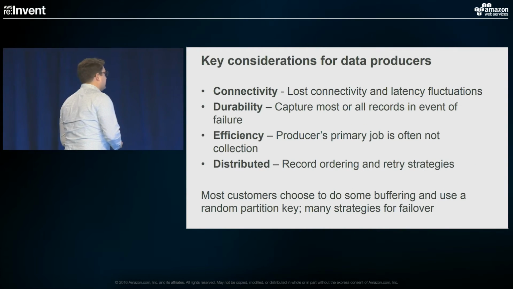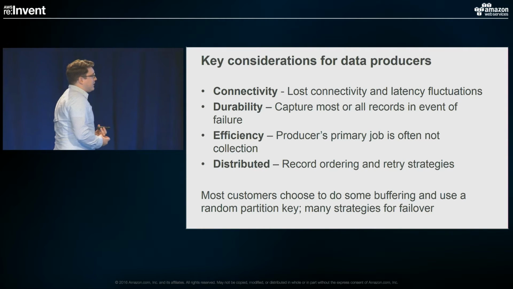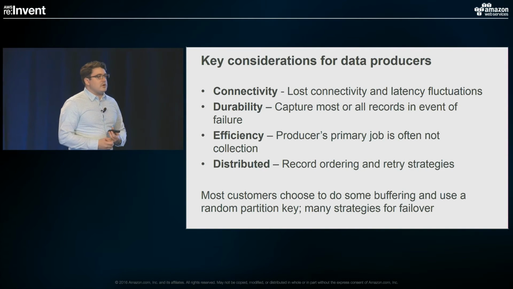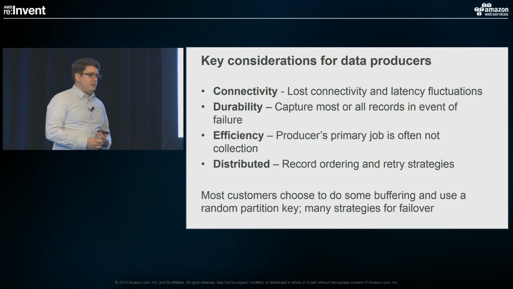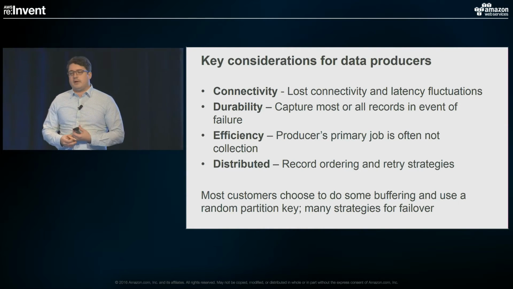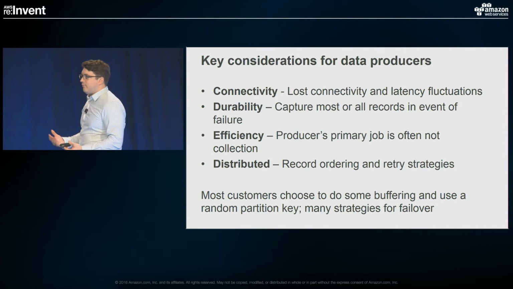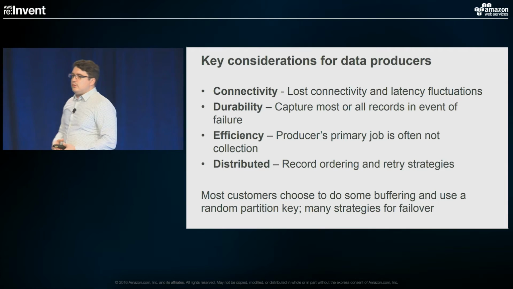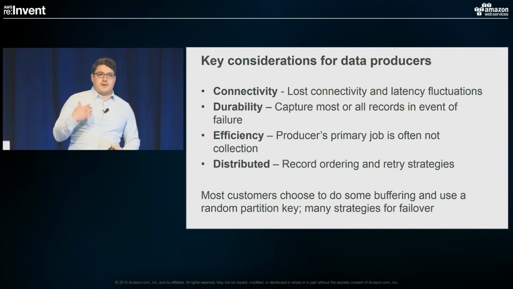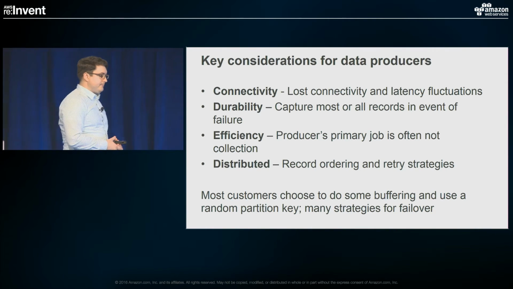So key considerations with data producers. Almost all data producers are stateless, and they're typically not very reliable. Like, they can go down for any reason. An example is an IoT sensor or a mobile device or a web browser. So you need them to get data off of those machines very, very quickly and very, very efficiently.